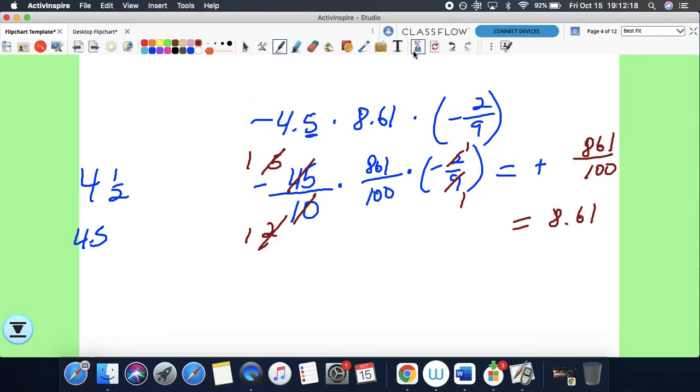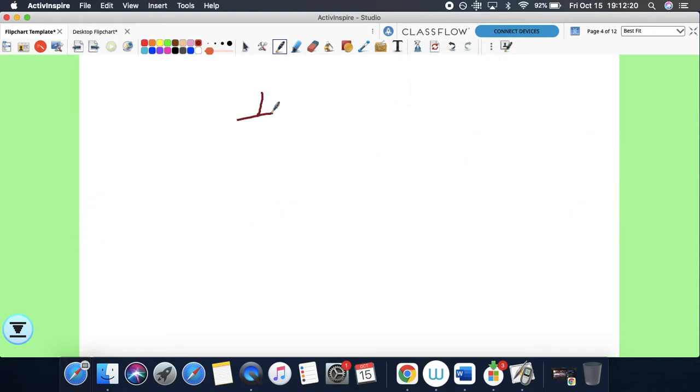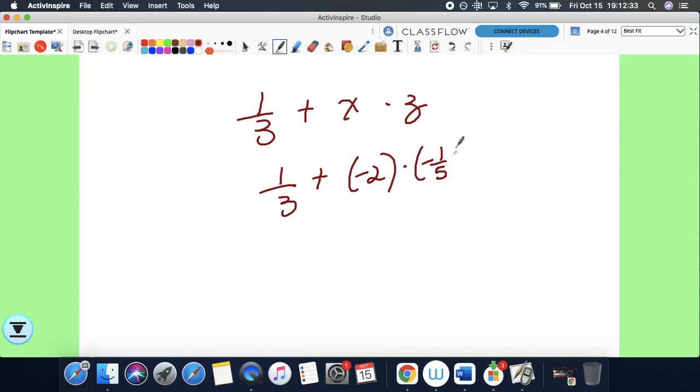So back to the substitution. So 1/3 plus x times z. So 1/3 plus, what's x? Negative 2. Put it in parentheses. Times, what's z? Negative 1/5. Okay. So that's it. Order of operations, let's multiply these two.